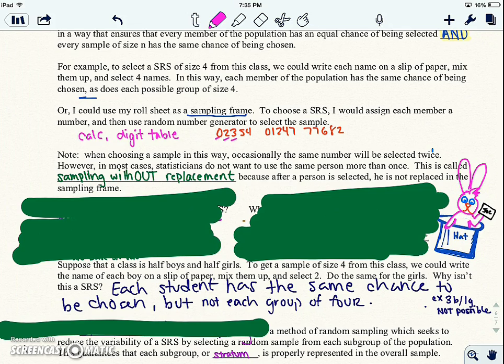Okay. So note, when choosing a sample in this way, occasionally the same number will be selected twice if you use a calculator or a digit table. However, in most cases, statisticians do not want to use the same person more than once. This is called sampling without replacement, because after a person is selected, he is not replaced in the sampling frame.